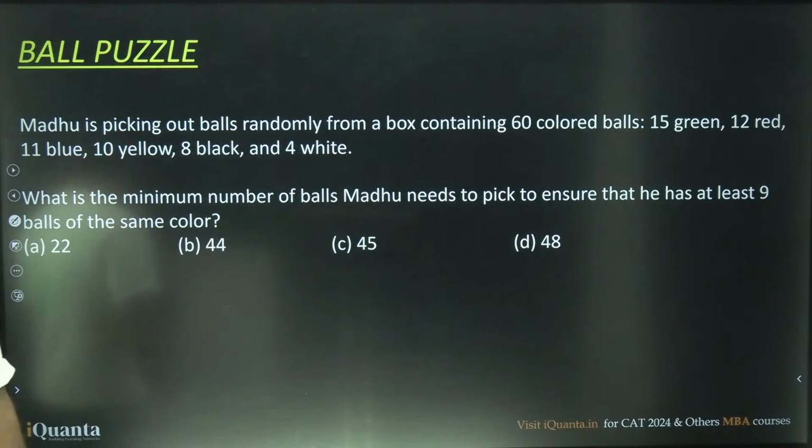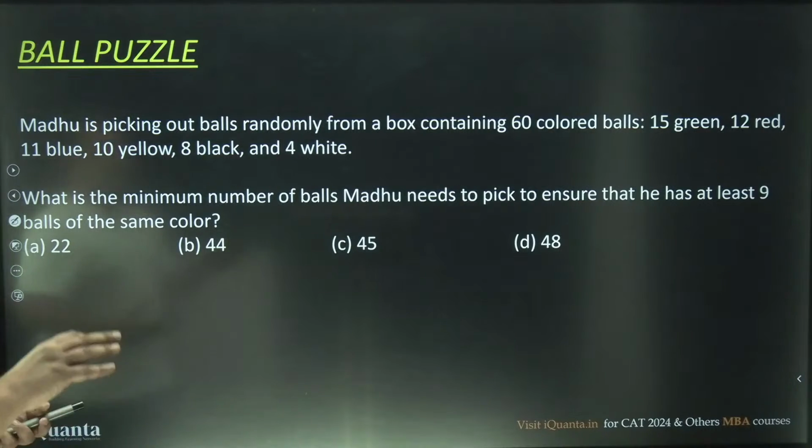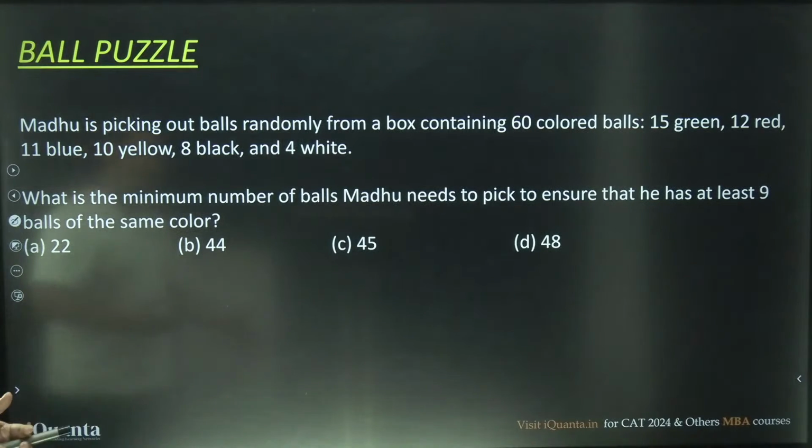Next one. Madhu is picking out balls randomly from a box containing 60 colored balls: 15 green, 12 red, 11 blue, 10 yellow, 8 black and 4 white. What is the minimum number of balls Madhu needs to pick to ensure that she has at least 9 balls of the same color?